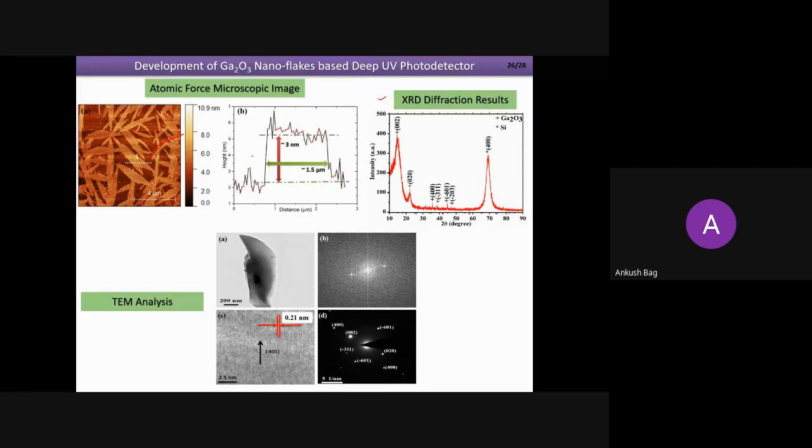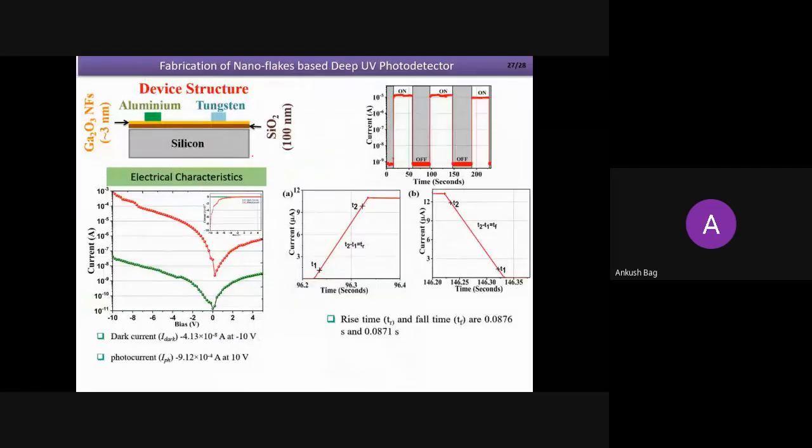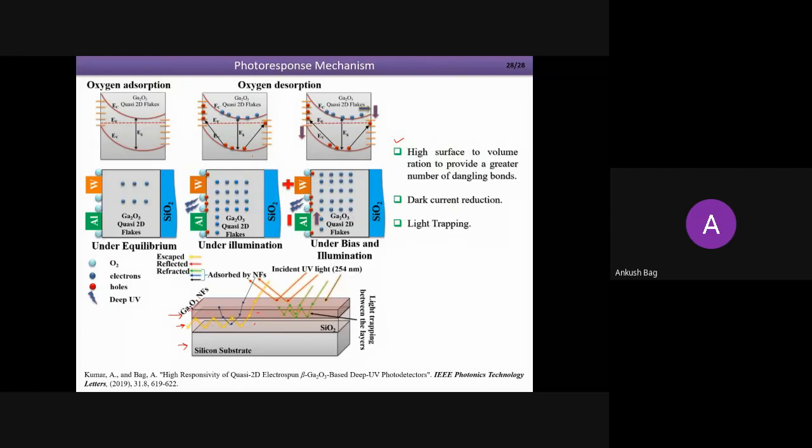These are neither polycrystalline nor amorphous. So after confirming this good material characteristics of our electrospun gallium oxide layer, we fabricated this device using metallization, aluminum and tungsten. And here also we have done the electrical characterization.